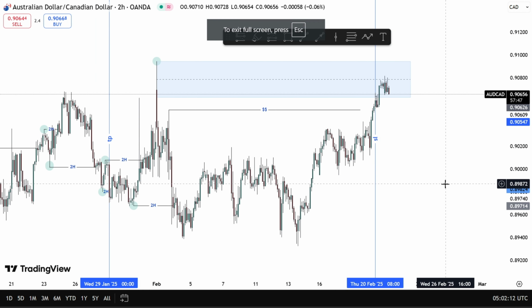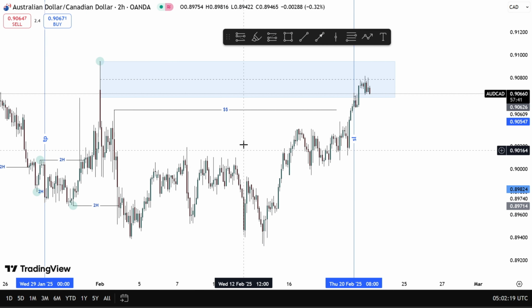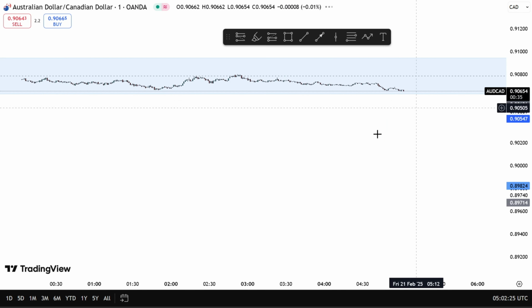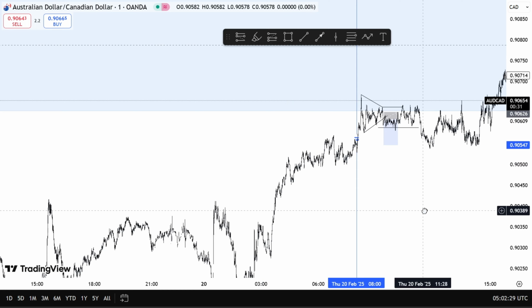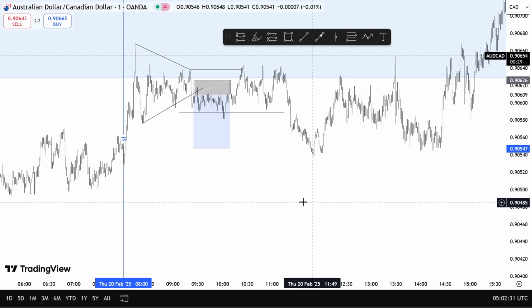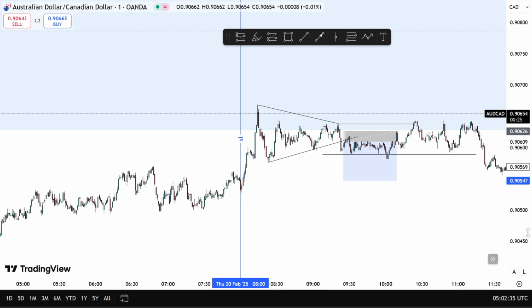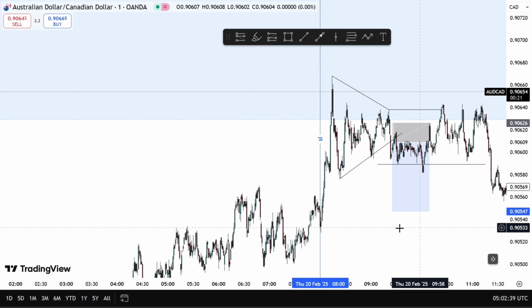So yeah, up next it was AUD CAD. As you can see here, we had a market structure shift, and I marked my supply zone. I was waiting for the market to retrace and tap into my zone. Heading over to my lower time frame, what happened was when the market tapped into the zone, it showed me that triangle pattern, and it ended up being a loss. So that's all for this week.